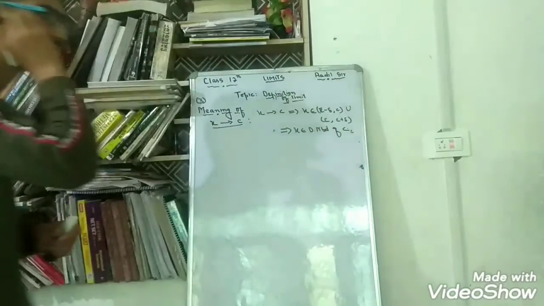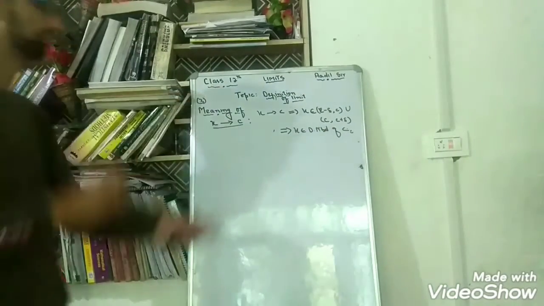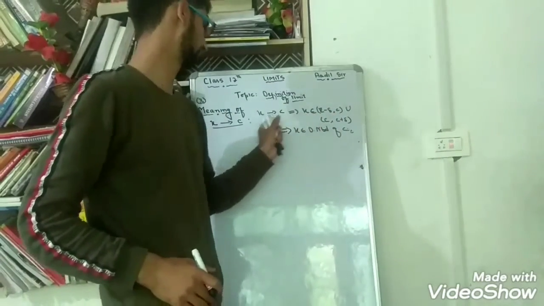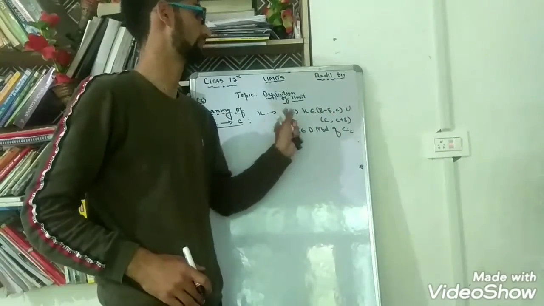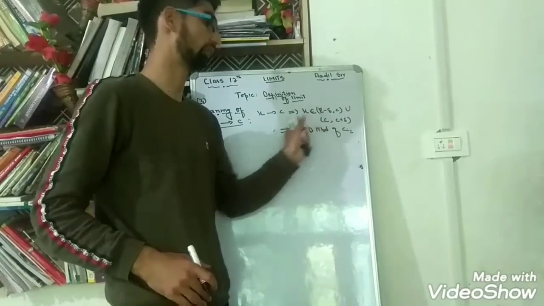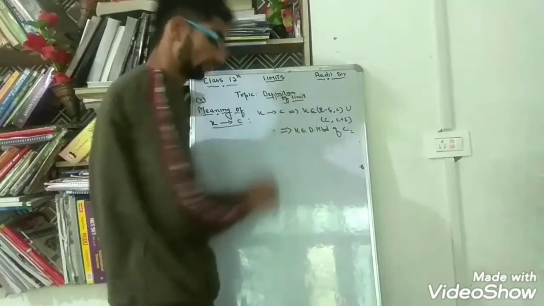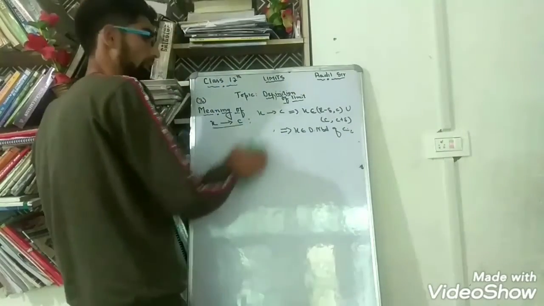Why is the delta really small? Because if the delta is not small, then this condition will not get satisfied, because the values of this X will go very high, they will not get close to this C. So this is the meaning of this X tends to C.